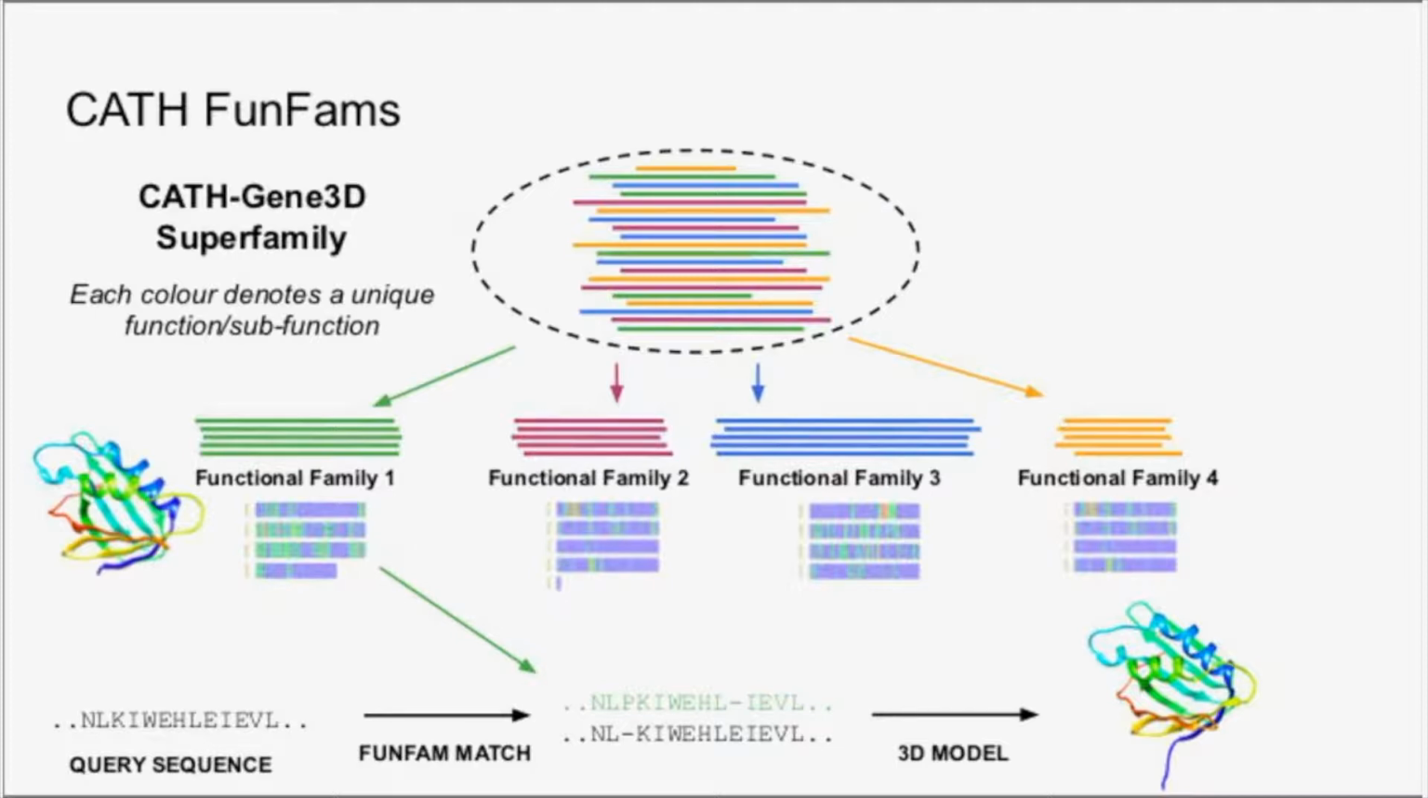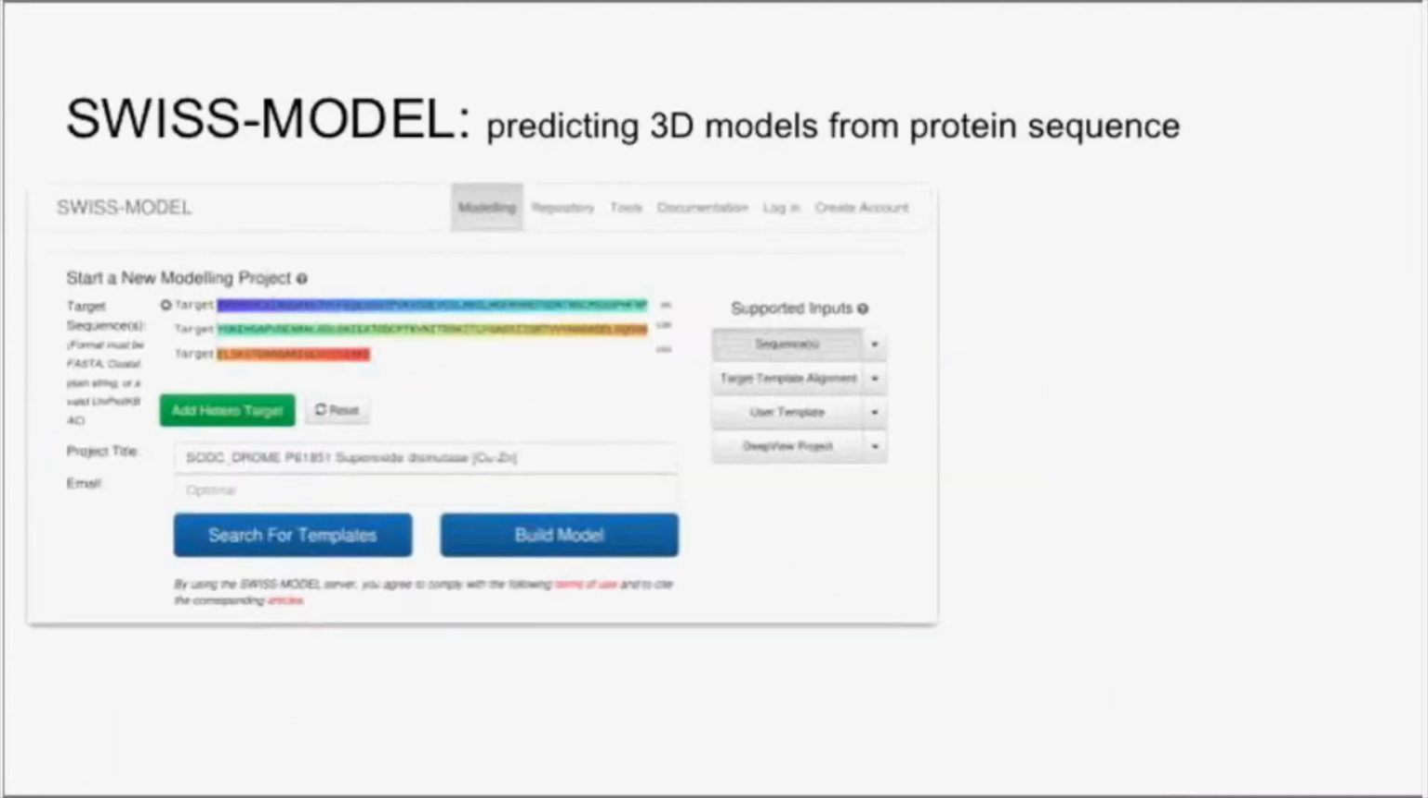Yes, okay, thanks, Ian. So let me give a quick introduction to what Swiss Model does. Swiss Model is a web server to predict 3D models from protein sequence. As an input, you give the sequence of the protein, and then you can run a fully automated pipeline that ends up with 3D coordinates of the predicted three-dimensional structure for that protein.